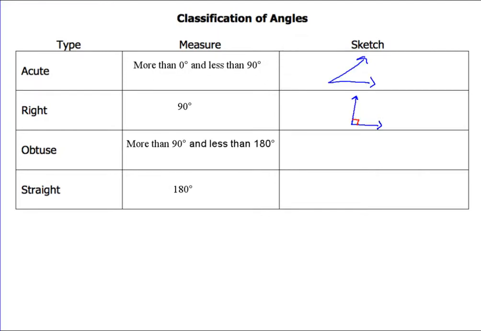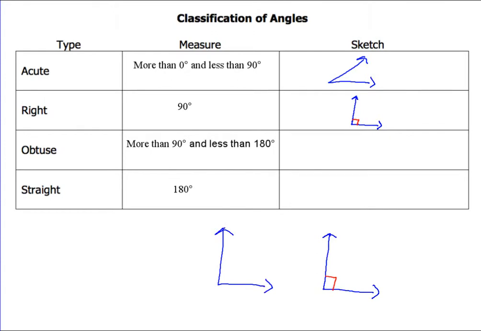Now our second type of name that we could use to classify an angle is a right angle. And a right angle is exactly 90 degrees. Now notice in the sketch that there's a little red box in the corner. That box, if you see that in a diagram, means that the angle is 90 degrees.